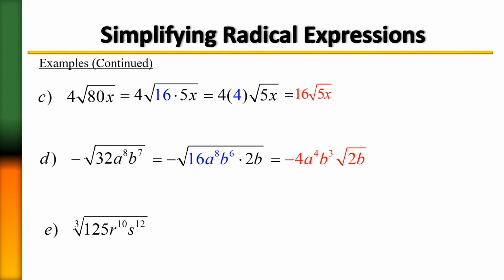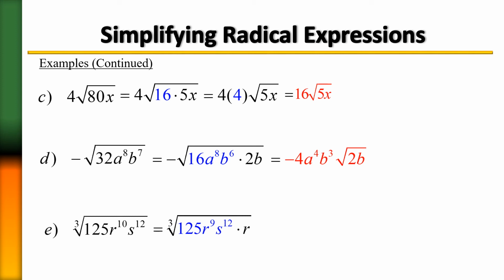Last example, here we have a cube root. Well, the number part of it is perfect because that's a perfect cube root. The r to the 10th power is not perfect because 10 is not divisible by 3, but we can go down 1. The s to the 12th power, it is perfect because 12 is divisible by 3. So let's go ahead and organize it. Perfect with the perfect, non-perfect with the non-perfect.